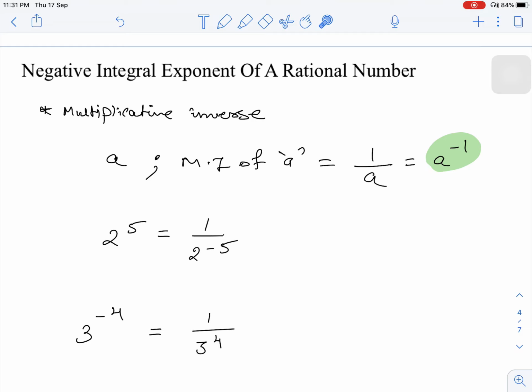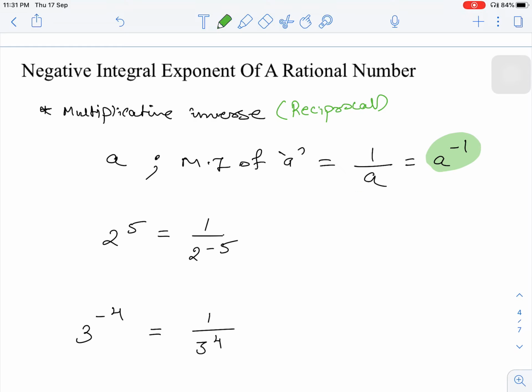Okay. Now let us move towards the next part, that is how to write a negative integral exponent of a rational number. Before learning this, let us see what a multiplicative inverse is, and how to write the multiplicative inverse of any number. Multiplicative inverse, in other words, we can say reciprocal. While writing a multiplicative inverse, let us consider we have a number a. So the multiplicative inverse of a will be its reciprocal, 1 upon a.